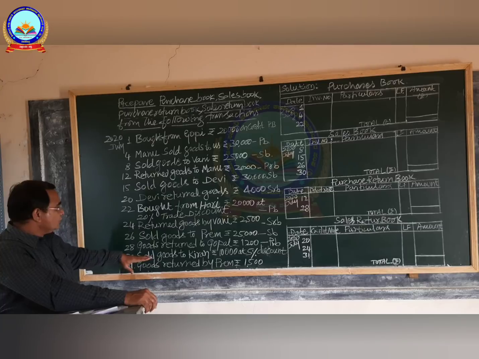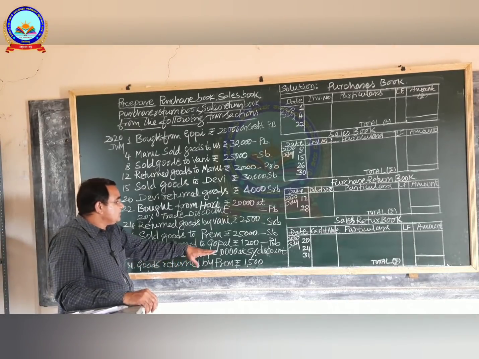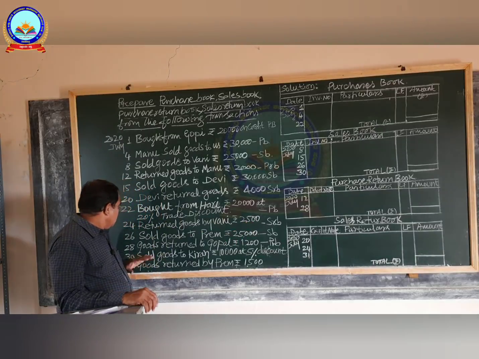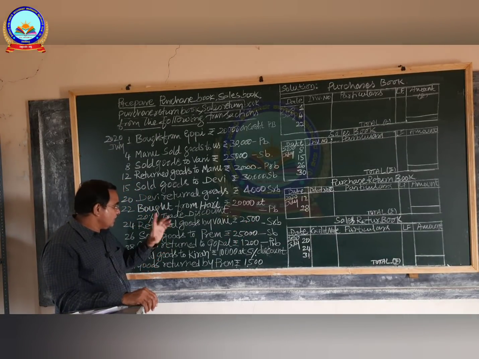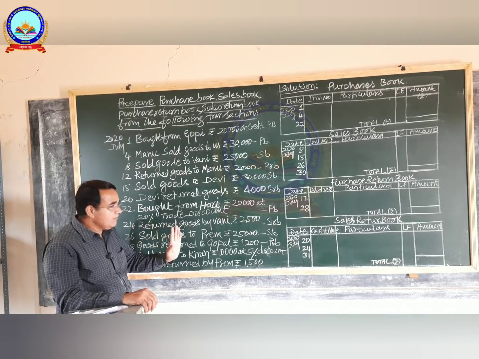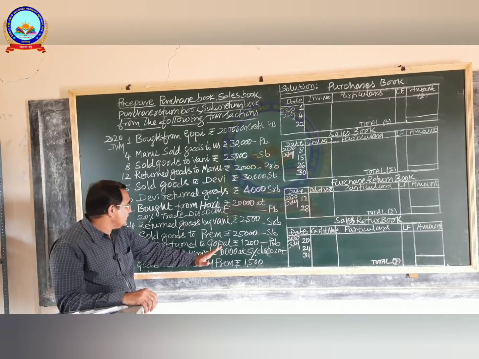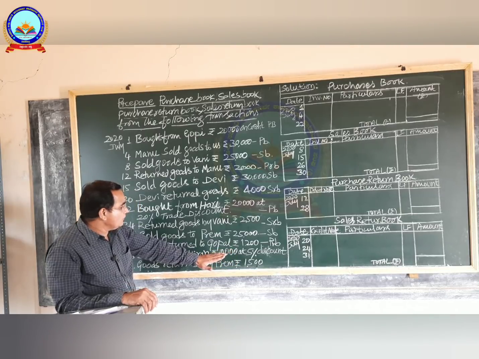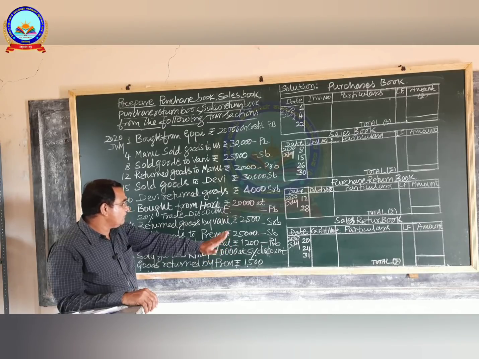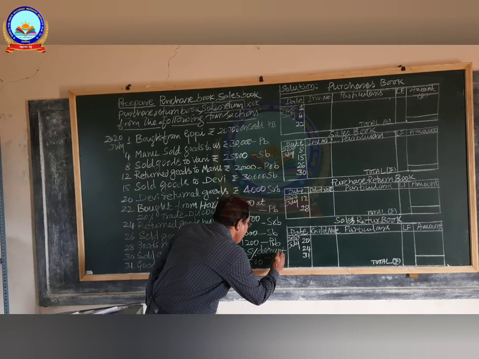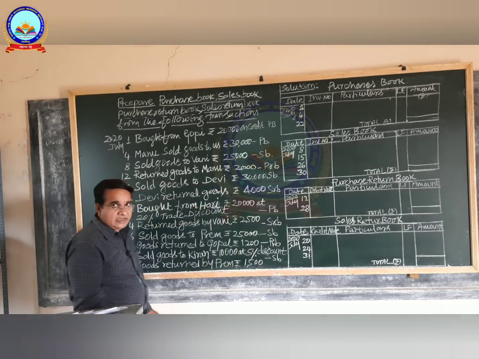On 30th, sold goods to Kiran, rupees 10,000 at a 5% discount. Here we have sold goods to Kiran on credit and Kiran is getting a discount at the rate of 5%. This 5% on rupees 10,000 comes to rupees 500, and 10,000 minus 500, the net amount 9,500, should be entered in the sales book.